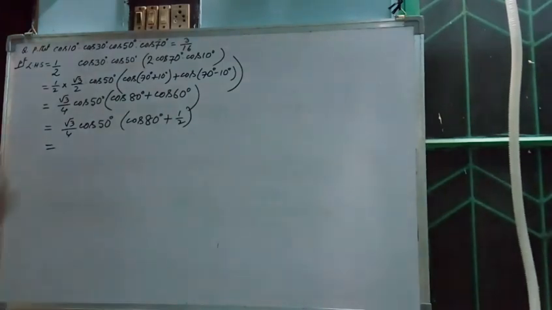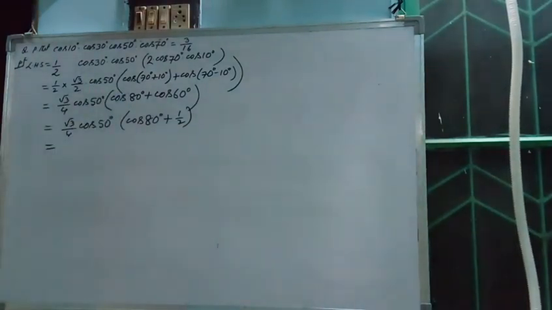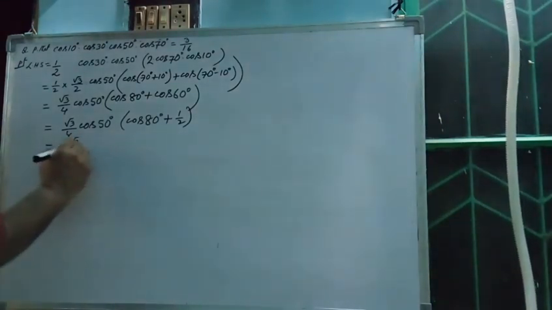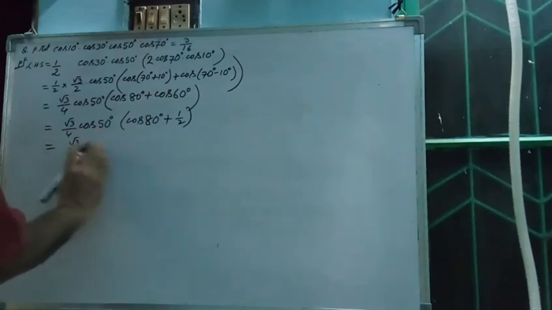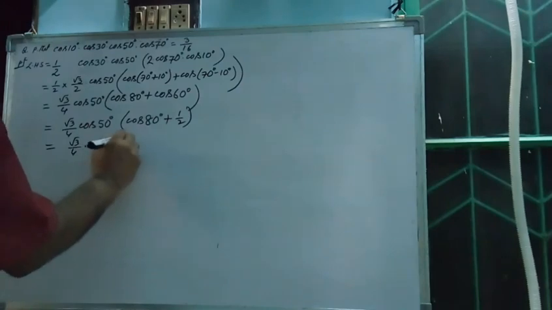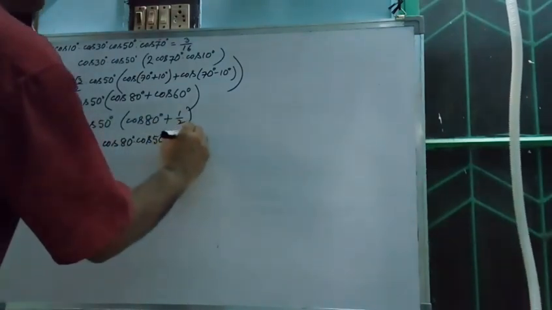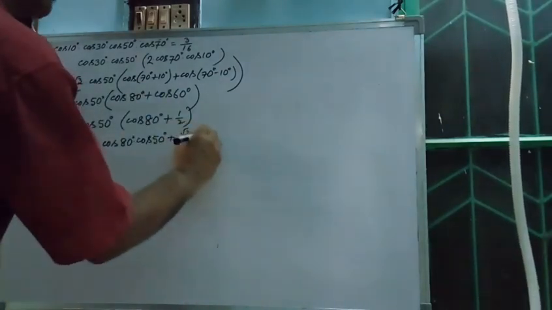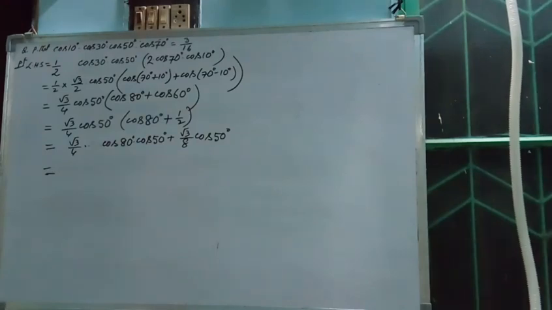ब्रैकेट तोड़ेंगे तो आएगा √3/4 cos 50 into cos 80 into cos 50 आएगा, और एक आएगा √3/8 cos 50. तो √3/4 into cos 80 into cos 50 प्लस √3/8 हाफ इंटू √3/8 cos 50 इज इक्वल टू। तो एक काम हम लोग यहाँ कर सकते हैं, क्या कर सकते हैं?